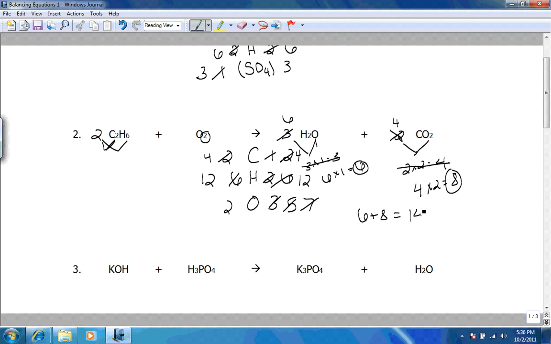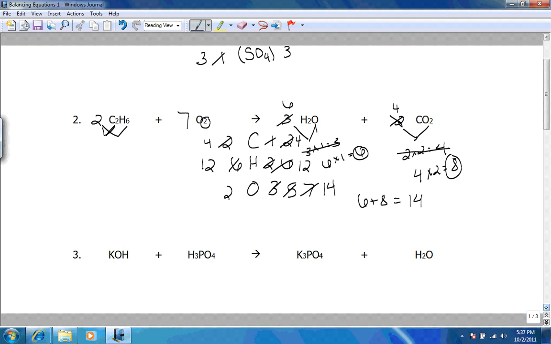Which comes out to be 14. So what times 2 is equal to 14? The answer to that is 7. So the answer would be 2, 7, 6, and 4. That was a really hard one. So if you followed along on that one, good job.